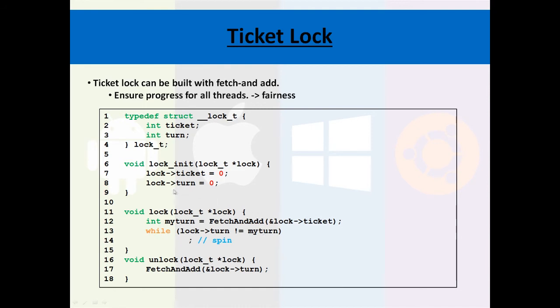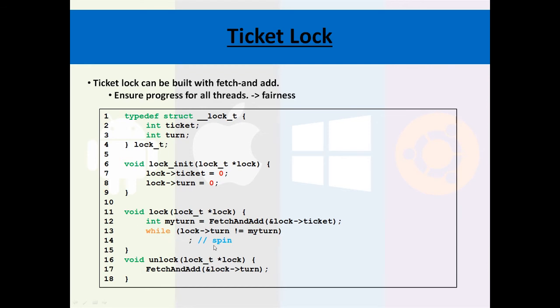And what is the current turn value? Well, the turn value is also 0. So this won't be true, because 0 is not equal to 0 is false. Therefore I will exit my lock function and I've acquired the lock.